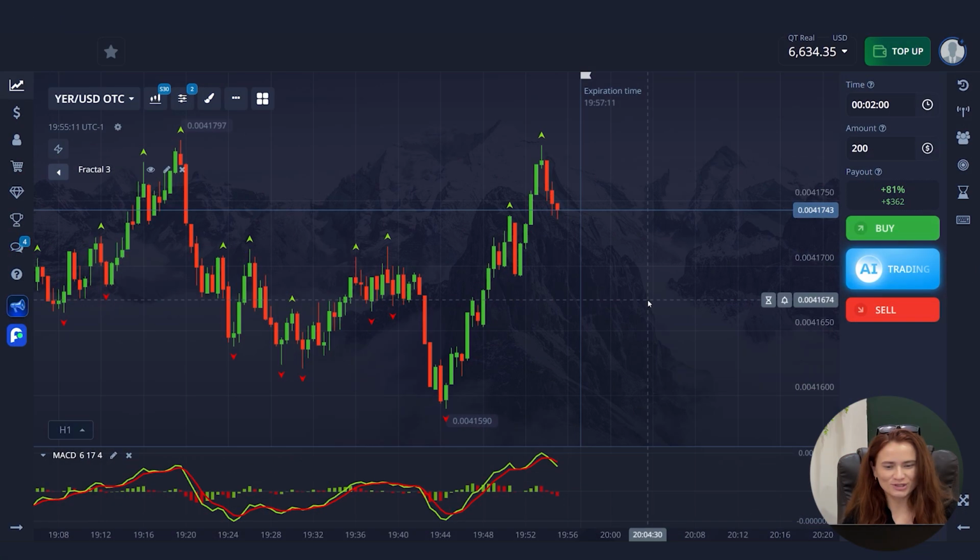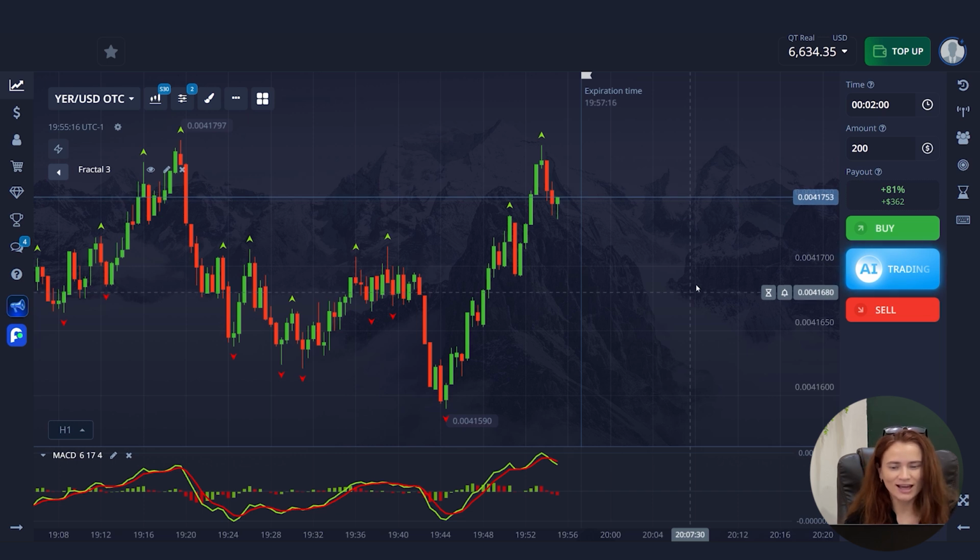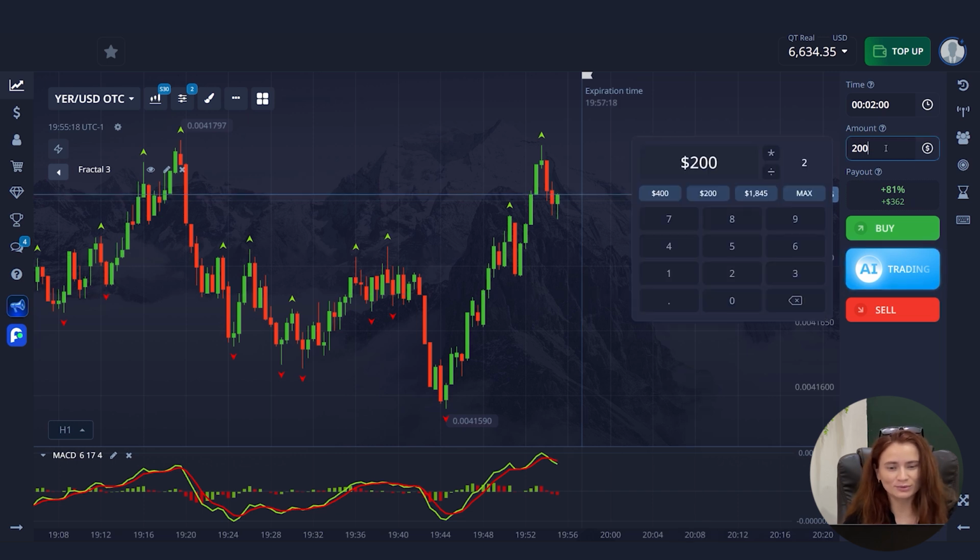I found a situation where you can open a trade and make profit. The trade amount will be 700 and I think the price will go down, so we'll press the red sell button to open a trade.